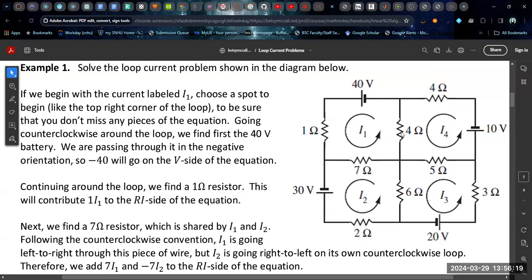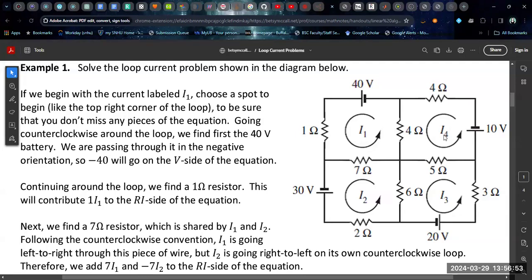And then here we have our 4 ohm resistor shared with I4 and I1. So plus 4 I4 minus 4 I1. Here's our 5 ohm resistor shared with I3. So plus 5 I4 minus 5 I3. And then here we're going through our battery from the positive to the negative side. So that'll be plus 10, because that's the direction that we designated as positive.